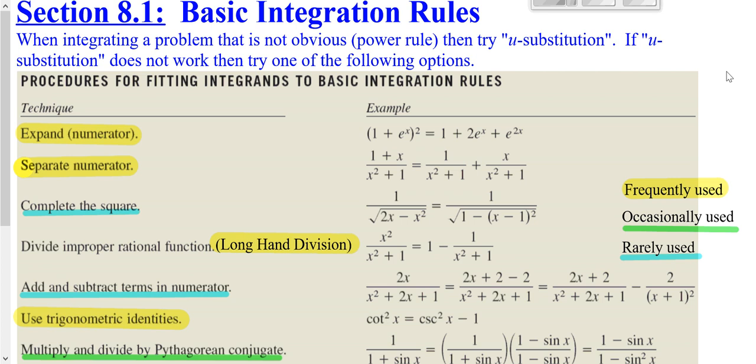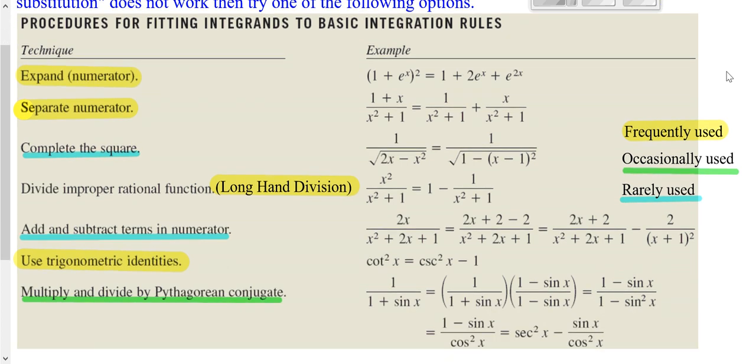However, use substitution doesn't always work. It often does, but not always. So if those two options don't work for you, then you want to consider some of these others. So if you have a situation like this here, you just want to FOIL that out. In other words, you'd want to expand it.